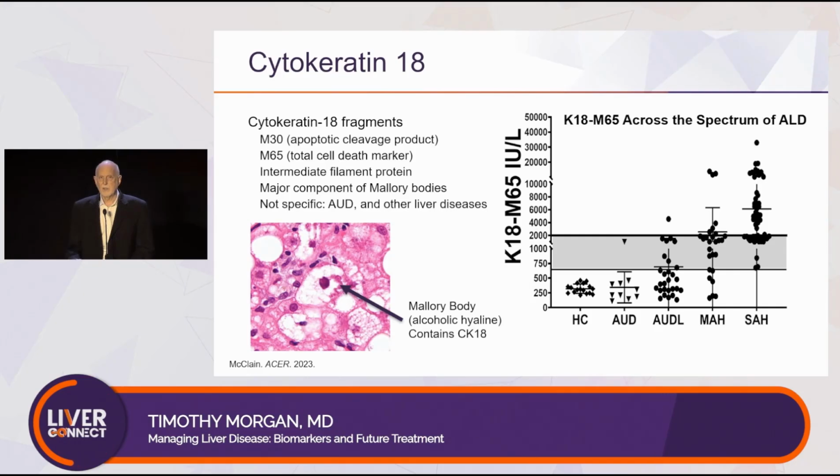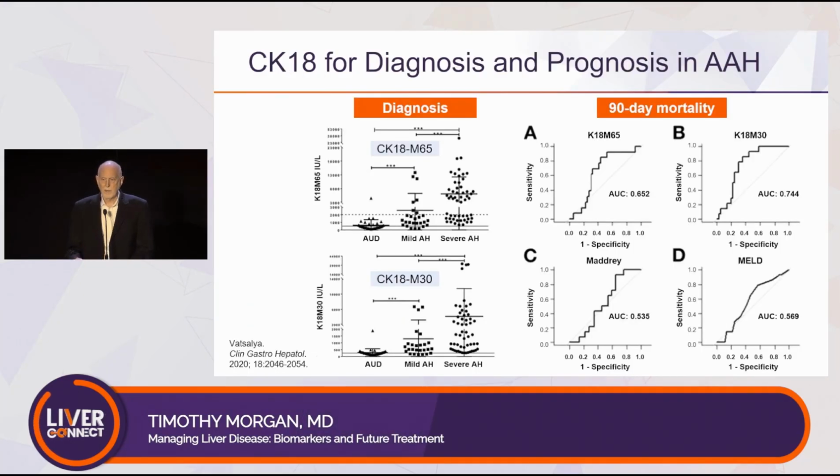And in the graph on the right, you can see that in general, the level of cytokeratin M65 increases with more severe liver disease related to alcohol. So HC is healthy controls, AUD are people hospitalized for alcohol treatment, but they don't have liver injury. AUDL is hospitalized for alcohol use disorder, but with liver injury. And then you have moderate alcoholic hepatitis and severe alcoholic hepatitis. And you can see with each of those, the level of M65 goes up.